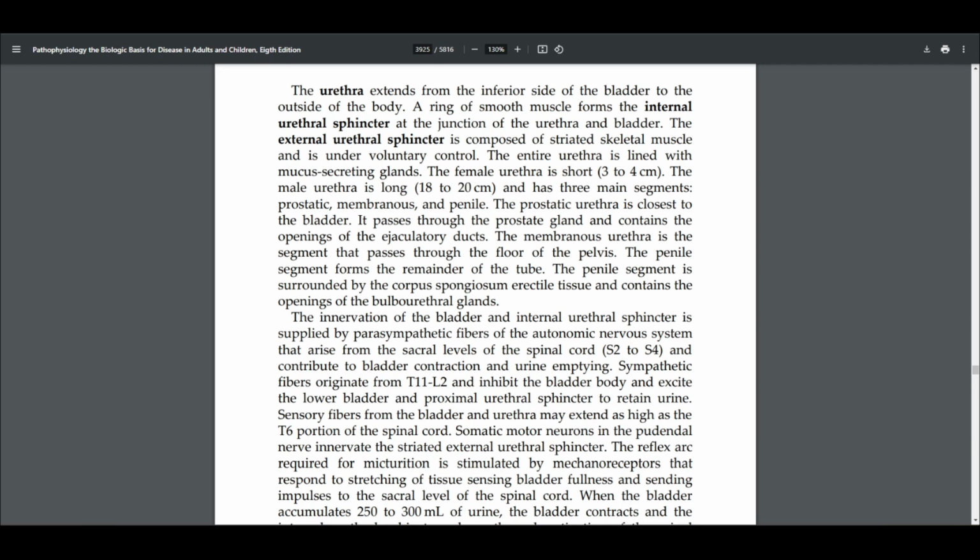The entire urethra is lined with mucus-secreting glands. The female urethra is relatively short, only 3 to 4 centimeters. The male urethra is usually longer, anywhere between 18 to 20 centimeters, and has 3 main segments: prostatic, membranous, and penile. The prostatic urethra is closest to the bladder.